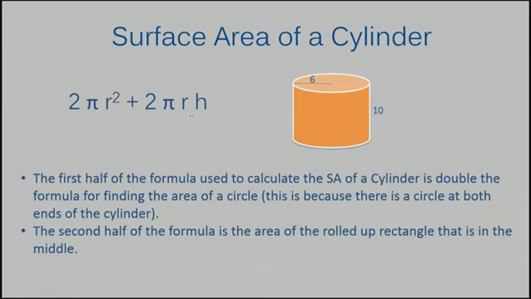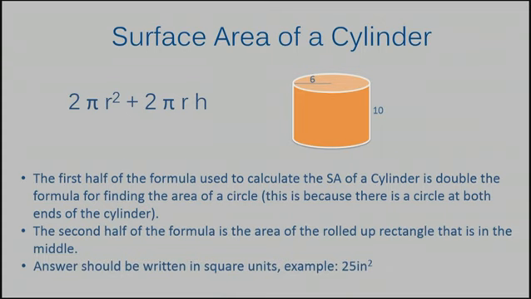The height is just the height, like base times height from a regular rectangle formula, the area of a rectangle formula. The 2 pi r is the formula to find the perimeter of a circle. So that's my base, or my length of my rectangle. So as you can see, that entire formula, which does look kind of lengthy, is actually understandable when you break it down. And the last thing that I want you to know is your answer should be written in square units. For example, 25 inches squared.